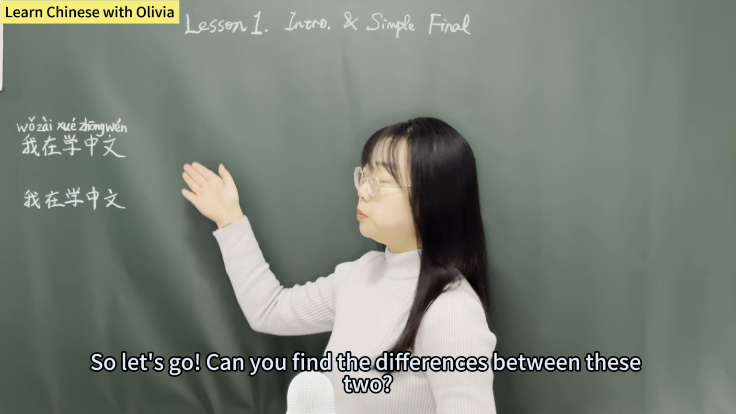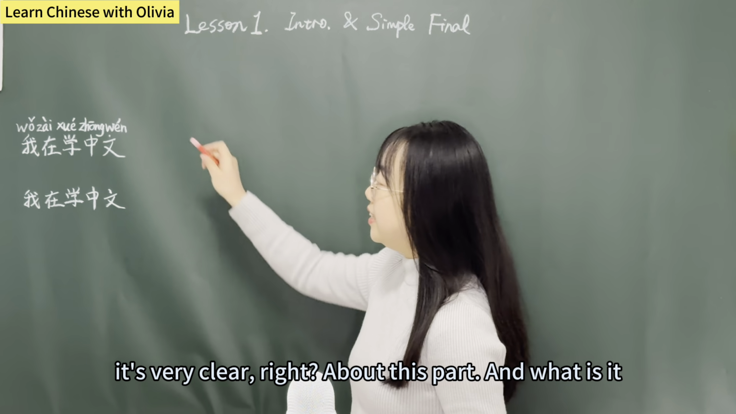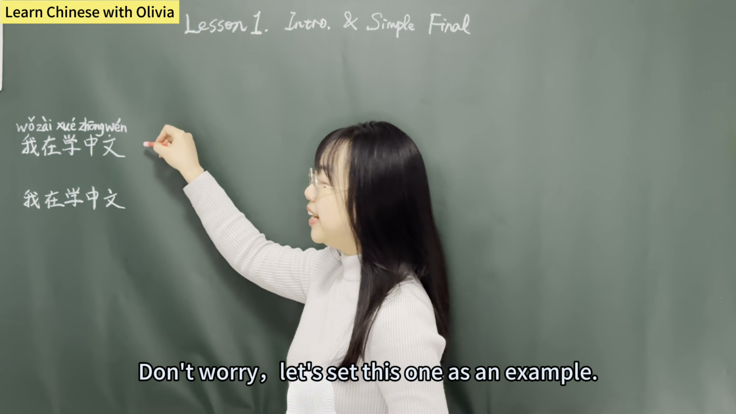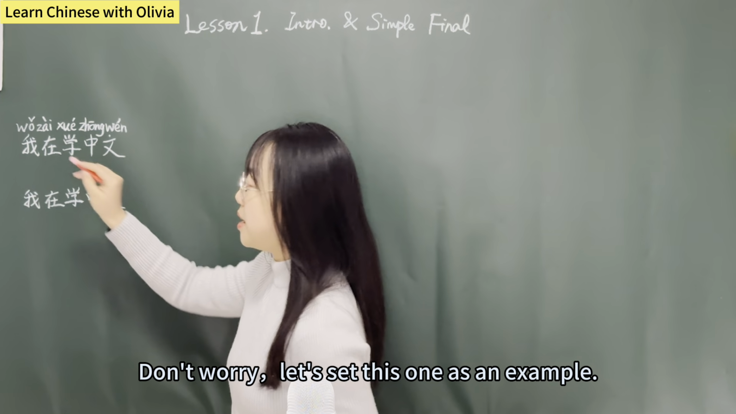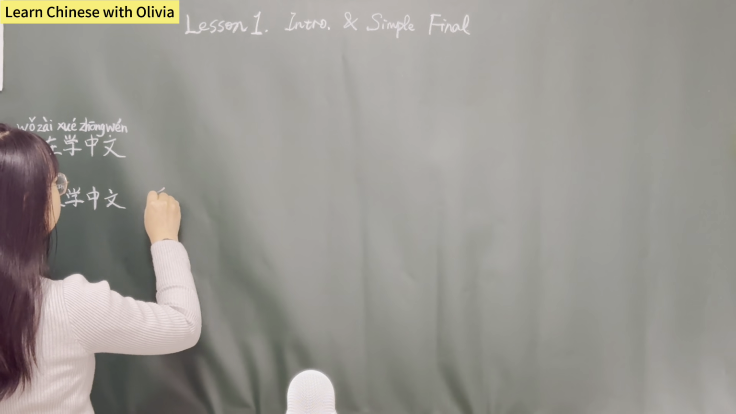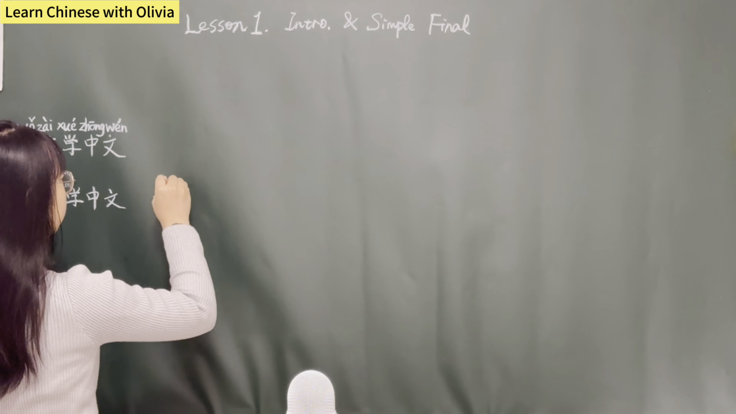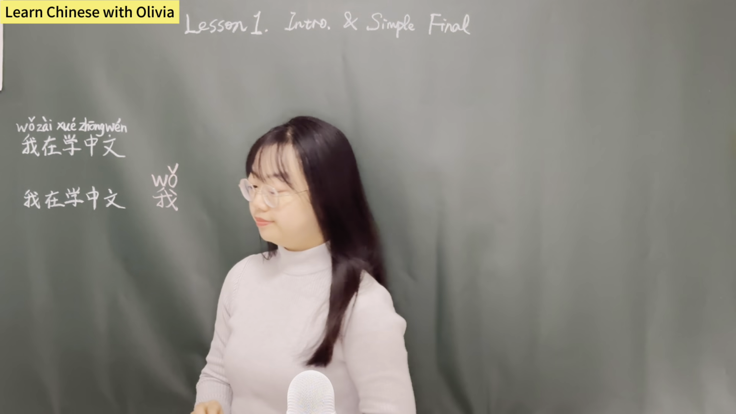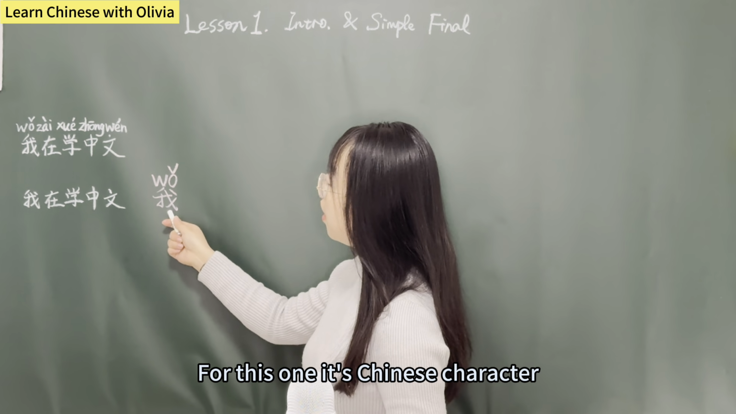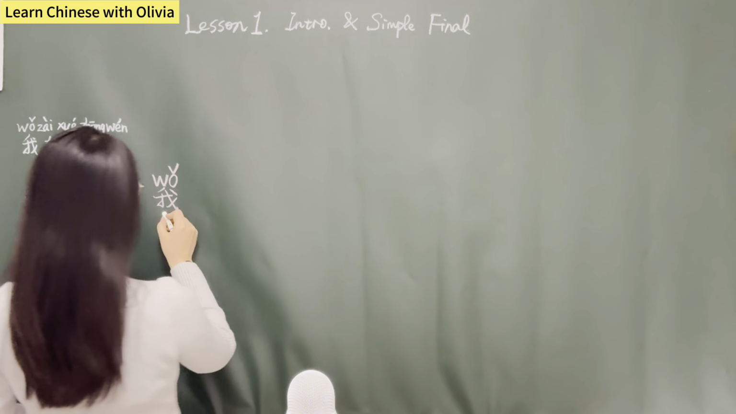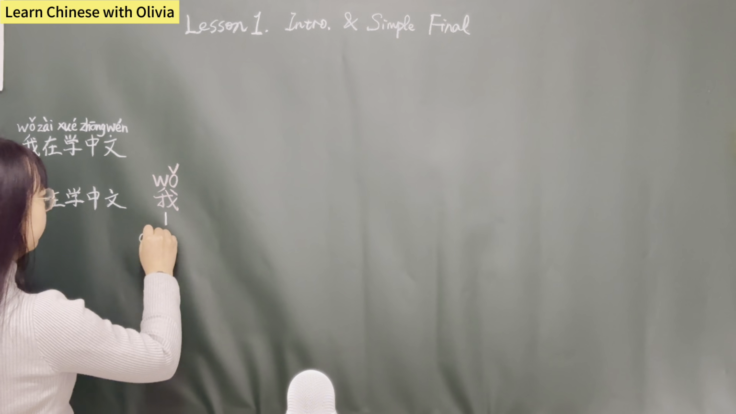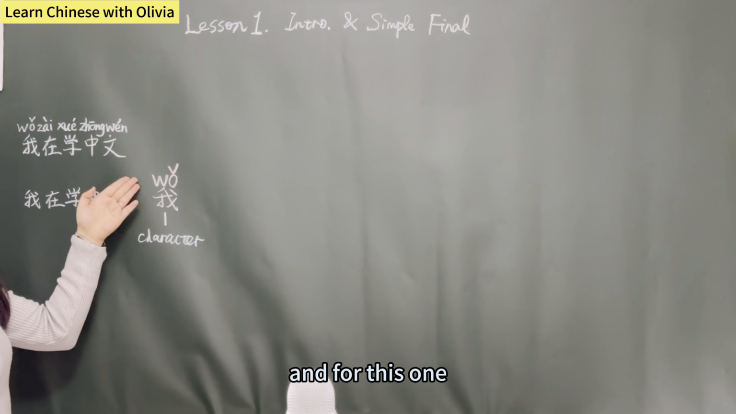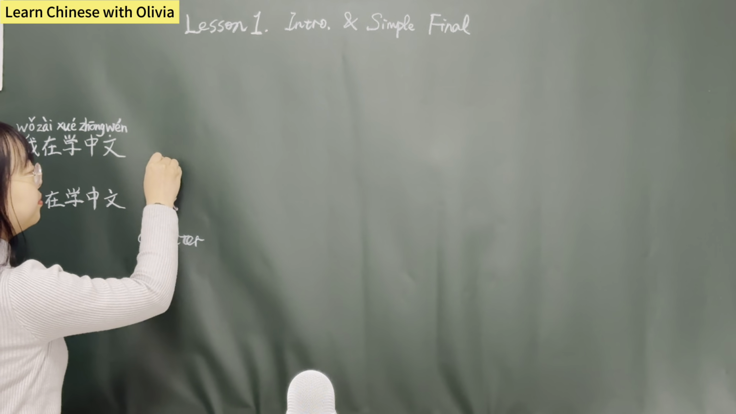Can you find the differences between these two? It's very clear, right? About this part. And what is it and how does it work? Don't worry, let's set this one as an example. For this one is Chinese character. And for this one is Chinese Pinyin.